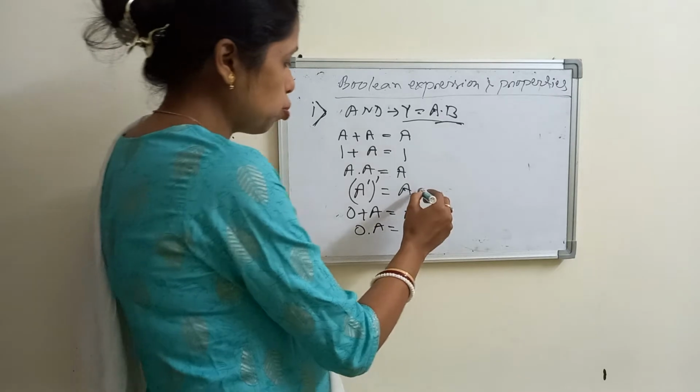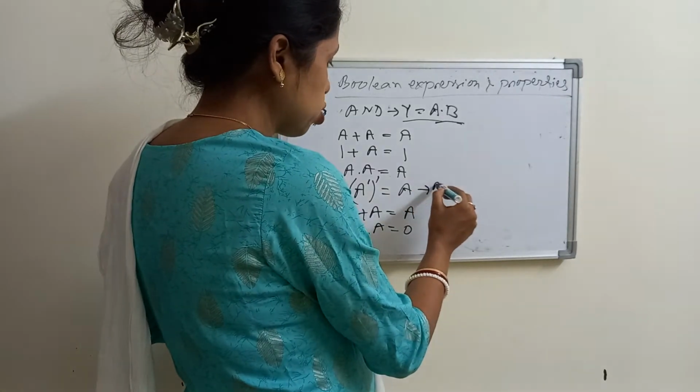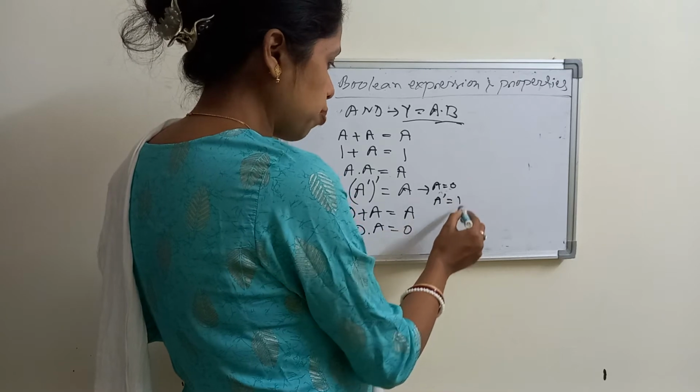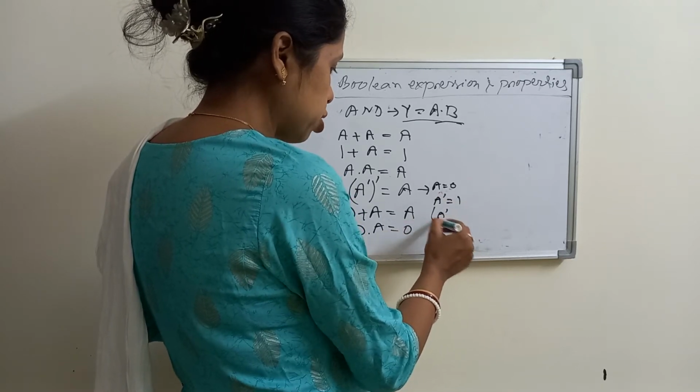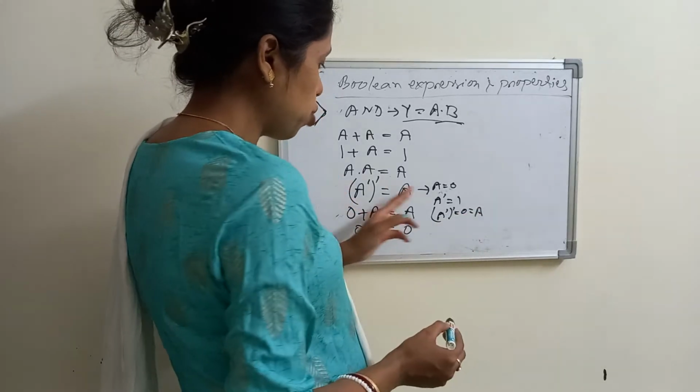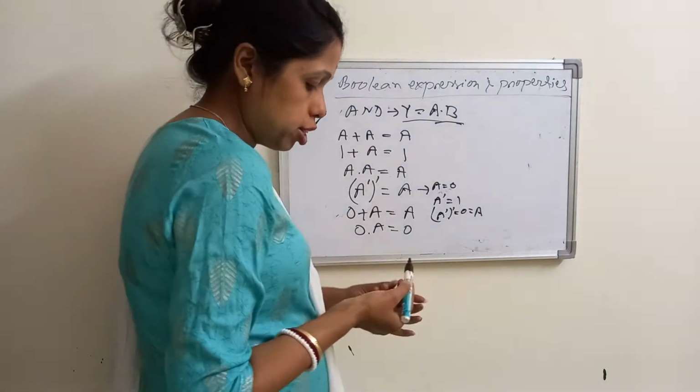Here, suppose your value a is equal to 0. If you invert a, you will get 1. Again, if you invert this, you will get 0, which means a. From where can you get these properties, right?